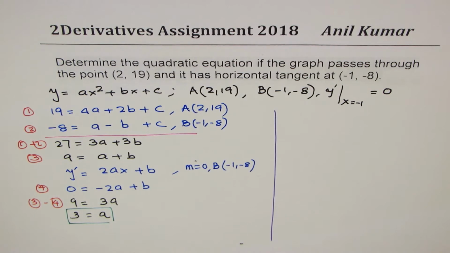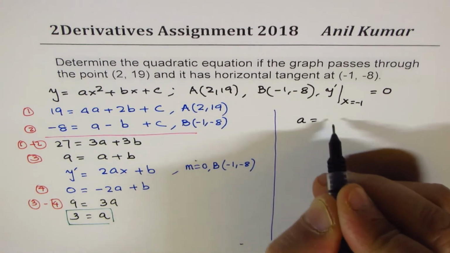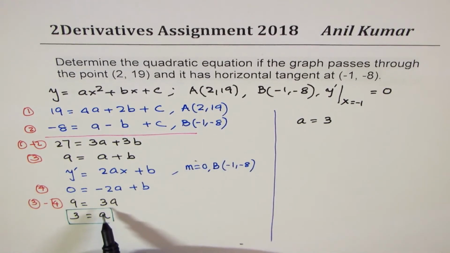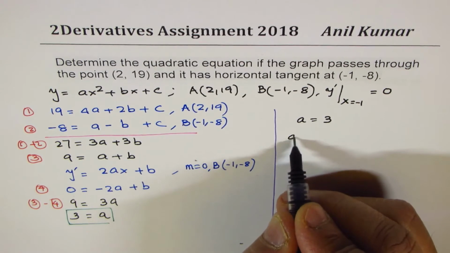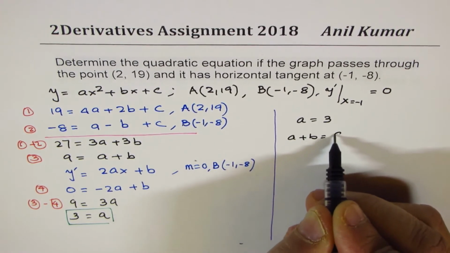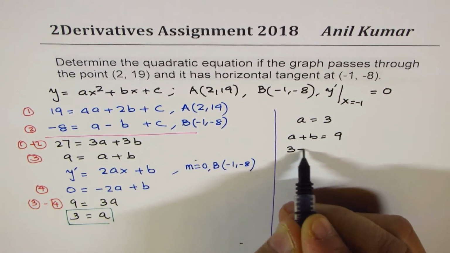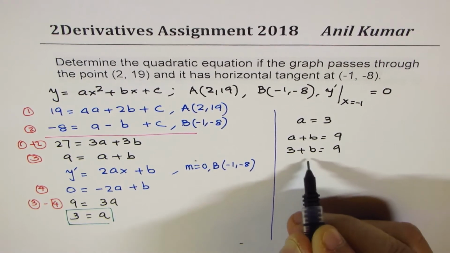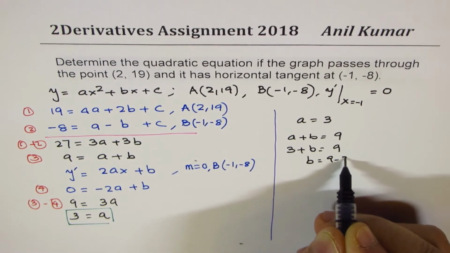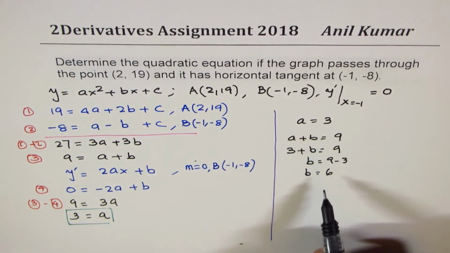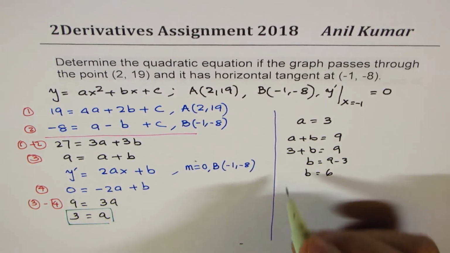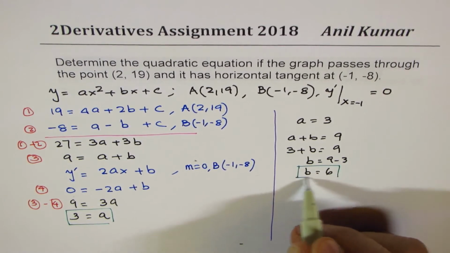So what we have got just now is that a is equal to 3. We do have an equation which relates a and b, which is equation number 3. We know a plus b is 9. Substituting 3 here, so 3 plus b equals 9. That means b equals 9 minus 3. So b is equal to 6, correct? So we know a and b now. So let me highlight these. b is also known to us.